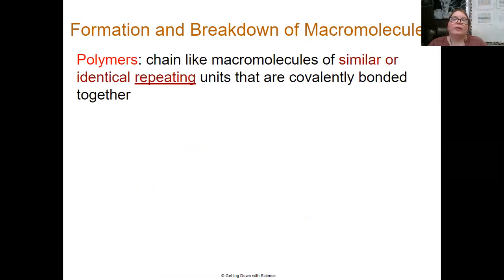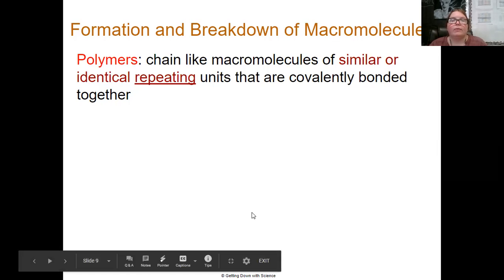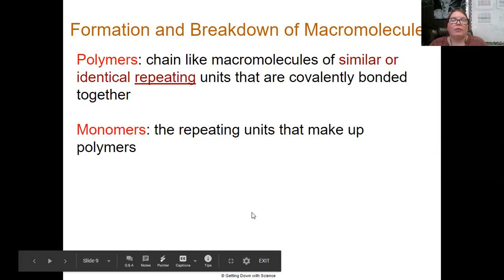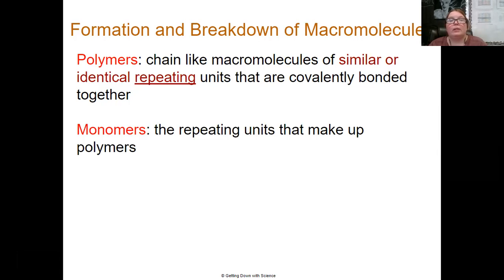The word polymer means a chain-like macromolecule of similar or identical repeating units that are covalently bonded together. For our purposes, that's all a polymer is. You may have heard this word before. I think certain kinds of linings for trucks are called polymers. Different kinds of materials are referred to as polymers. They just tend to have a lot of repeating structures in their molecules. So monomers are those subunits. Mono means one, poly means many.